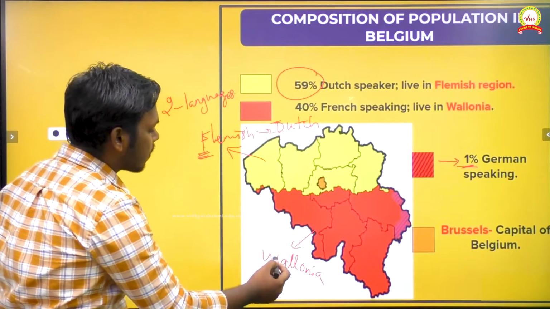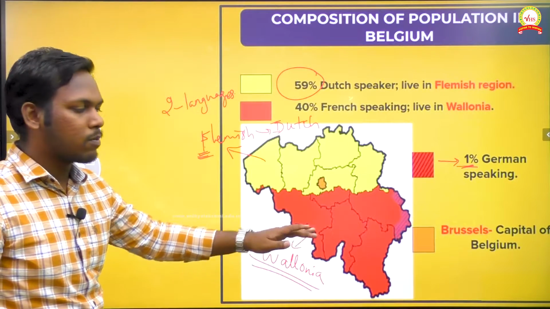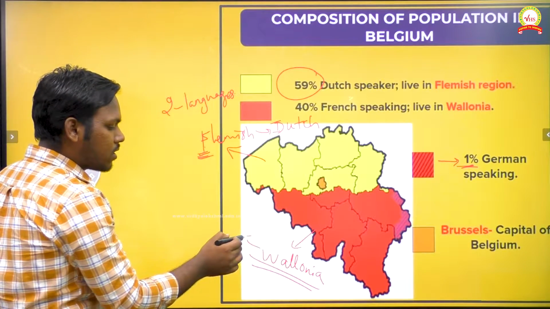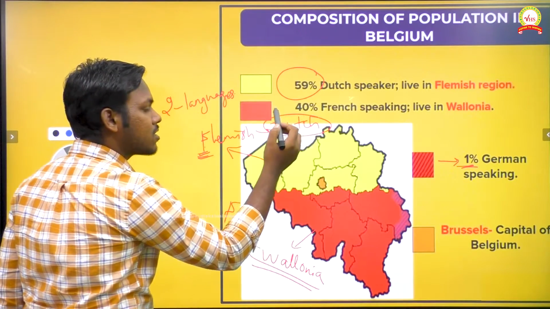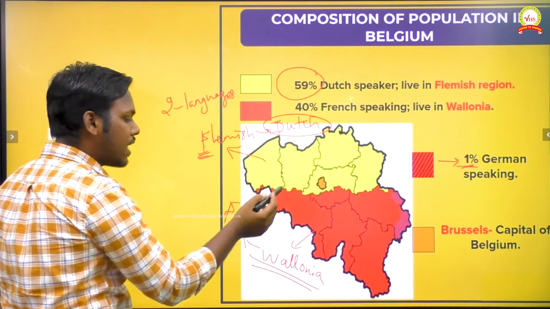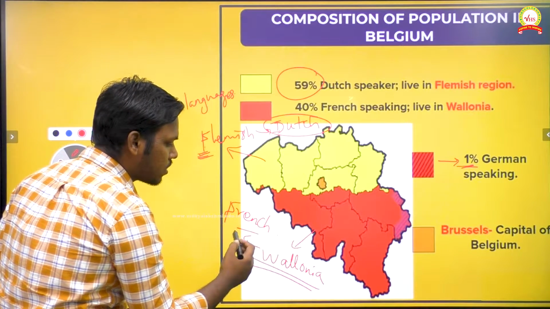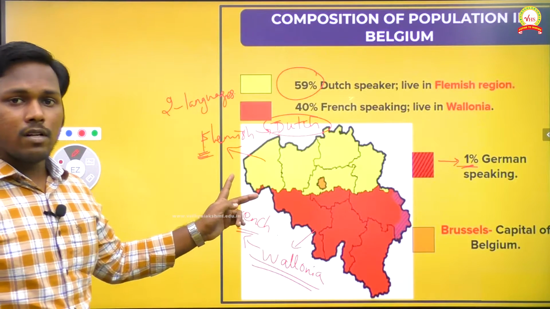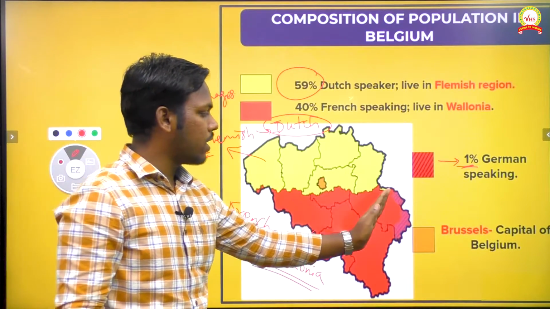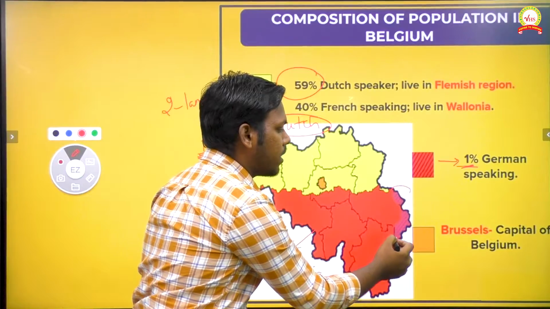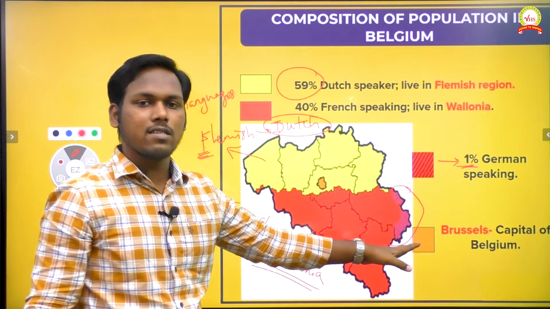Good. And the Wallonia region, the down region, is said to be Wallonia. Here, obviously, they will speak French. I told you before, only two different languages are spoken in Belgium: one is Dutch and the other one is French. So we have covered the two major regions of Belgium, and the other one is just 1% German speaking. They are there in the Wallonia region aside.